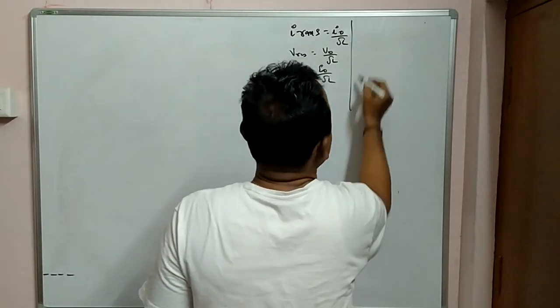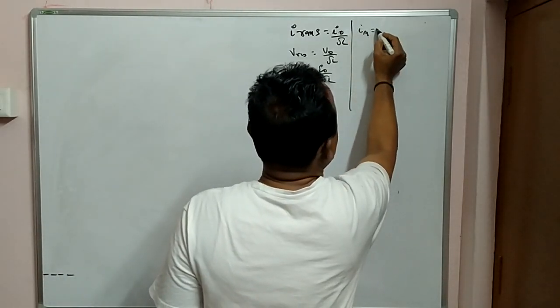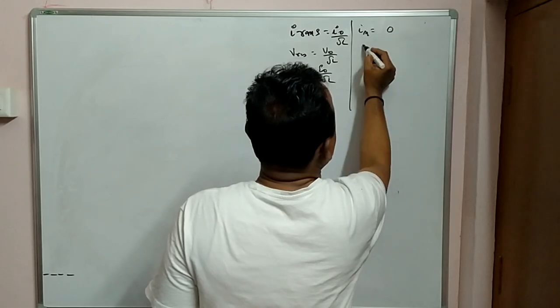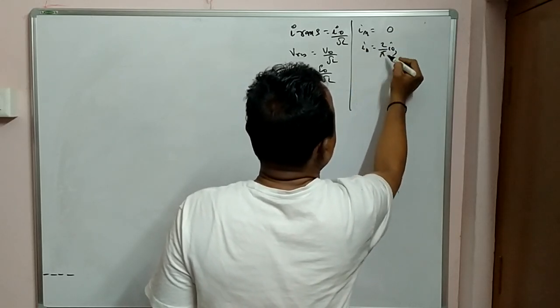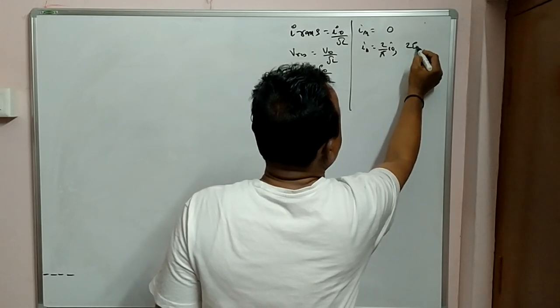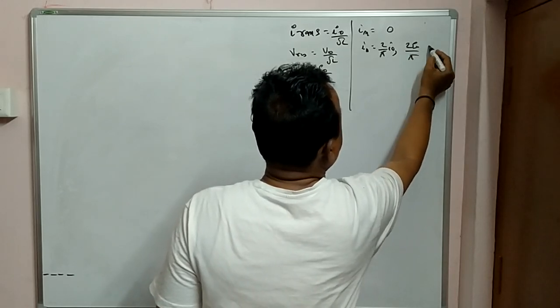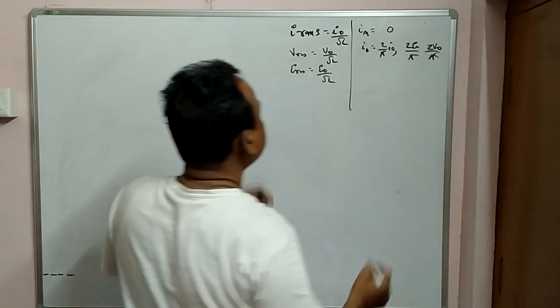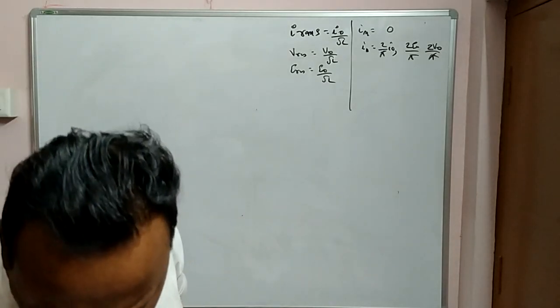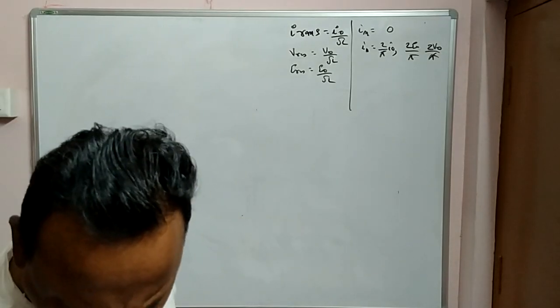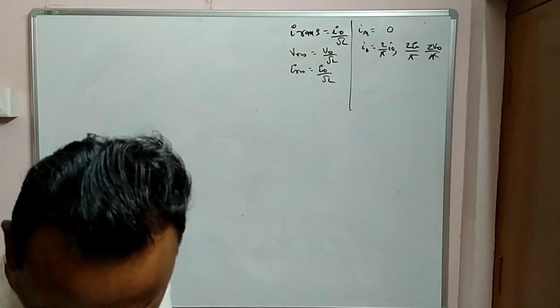In the same way, for full cycle, I average, how much did you get? 0. For half cycle, I average is 2 by pi I0. Similarly E average is 2 E0 by pi, and V average is 2 V0 by pi. So please remember these values, whatever you have derived. These will be useful from the examination point of view.